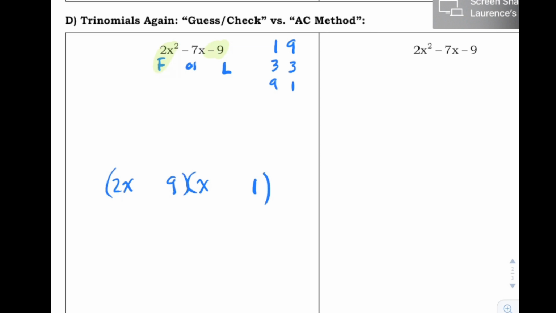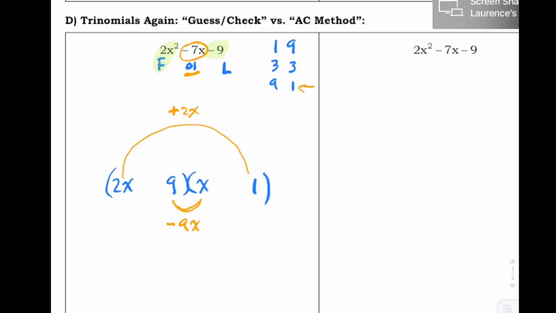But the whole idea is you're supposed to try a combination, like maybe try the 9 there and the 1 there. I'm just trying this one. And you check your inner and your outer products, remember. So my outer product is a 2x. My inner product is a 9x. Your outer and inner terms are supposed to be negative 7x when you add them together. So if I got a 9x and a 2x and what I want is a negative 7x, I must have to do it this way, where I have a minus 9x and a plus 2x.